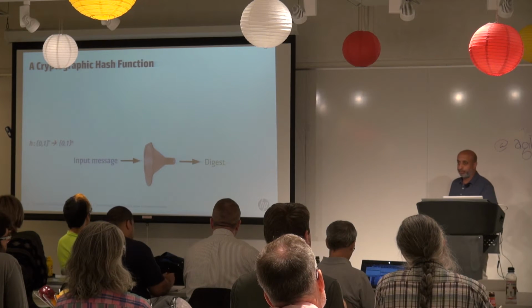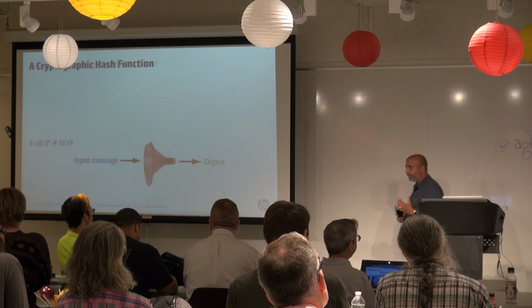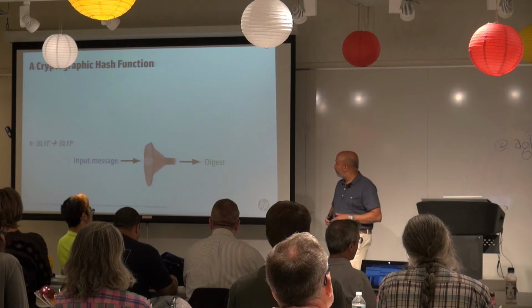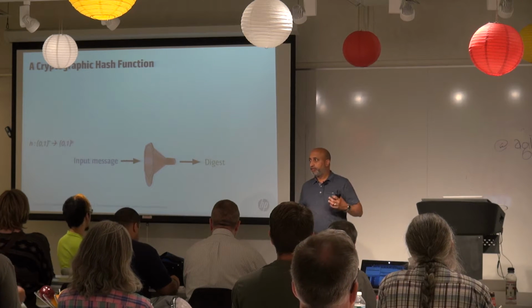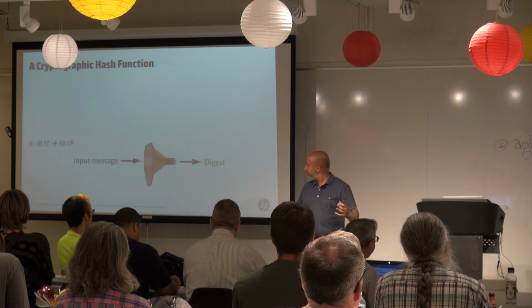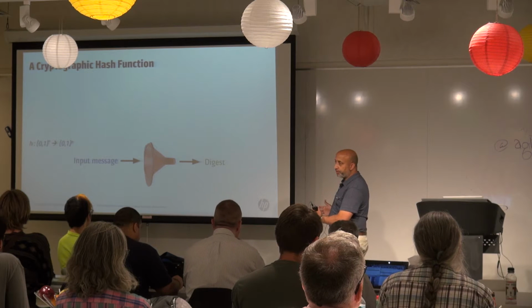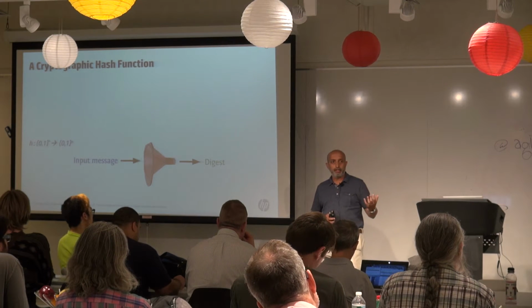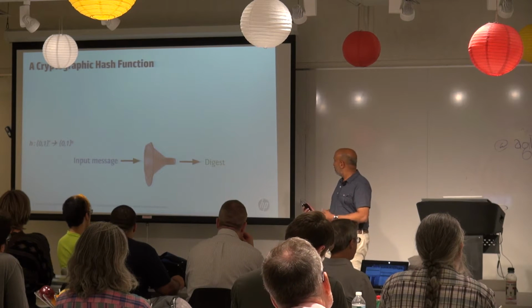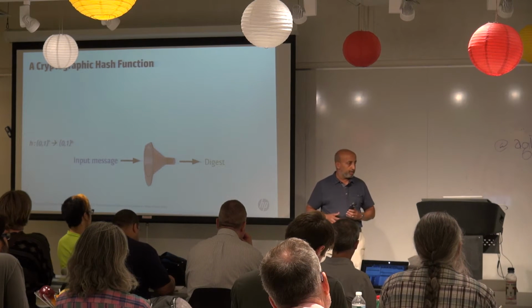What exactly is a cryptographic hash function? To start with, it is basically a mapping from an arbitrary length bit string to a fixed length bit string. The arbitrary length bit string I normally call message, and the output is usually called digest.